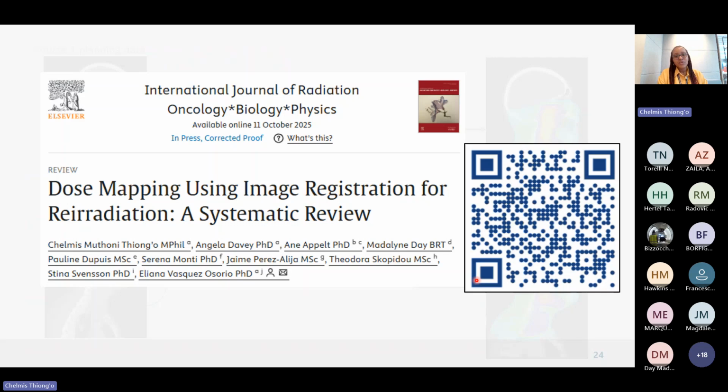So in summary, we performed a systematic review aiming to report what was done in the field regarding the use of image registration for dose mapping in the irradiation scenario, identifying methodological gaps and proposing recommendations to improve reproducibility in the clinic and research. We identified 34 articles and 30 abstracts, which showed a lack of comprehensive evaluation, both geometric and dosimetric, as well as a lack of uncertainty estimation.